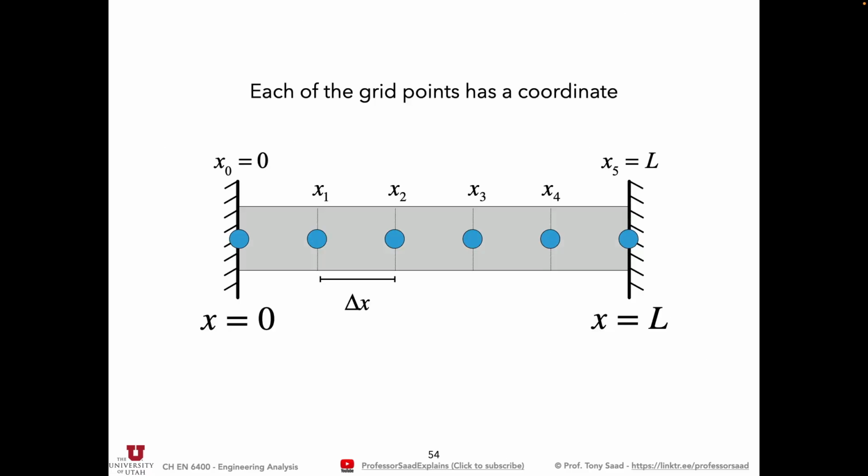Well, it's pretty simple. Just the same way we assigned a temperature value for each one of those points, each one of these points also has a coordinate value because it lives on whatever coordinate system I defined. I said this is x equals 0, x equal L. So every one of those points, I know the values of these x's. At x0, this is 0, at x5, this is L. And at every one of these x's, I know what the value is.